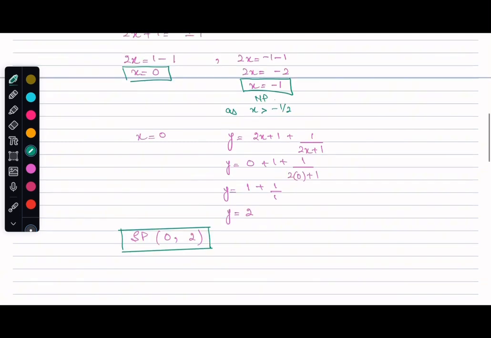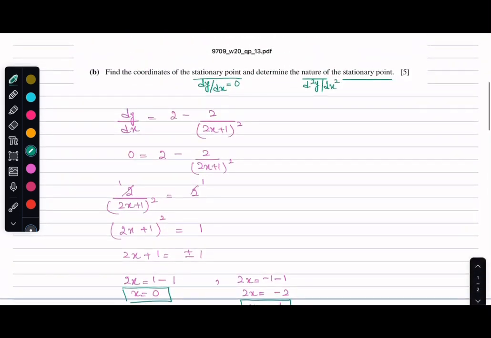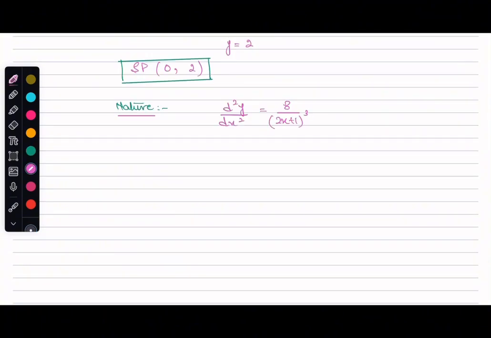So for the nature of the stationary point, I will be taking help of the second derivative, which was: second derivative equals 8 divided by (2x plus 1) to the power cube. So when x is 0, I can see that my second derivative with x as 0 is coming out to be positive, meaning it's greater than 0. I will show it here also. It's 8 divided by (0 plus 1) the whole cube, and this equals 8, which is greater than 0.